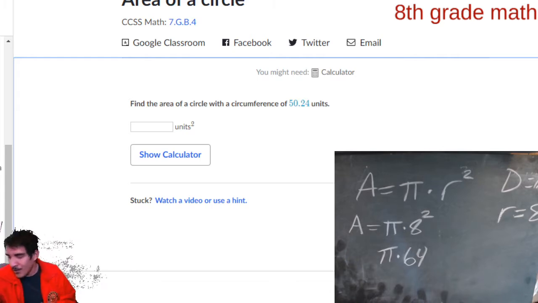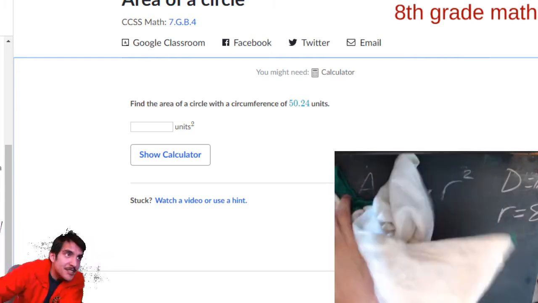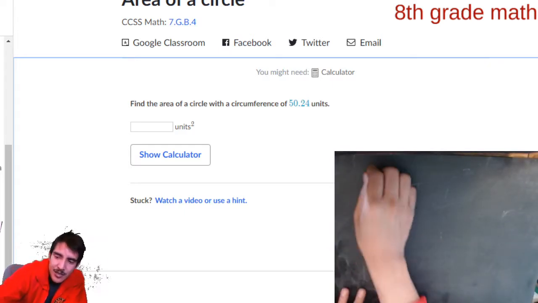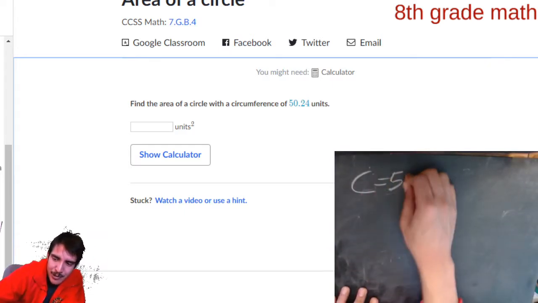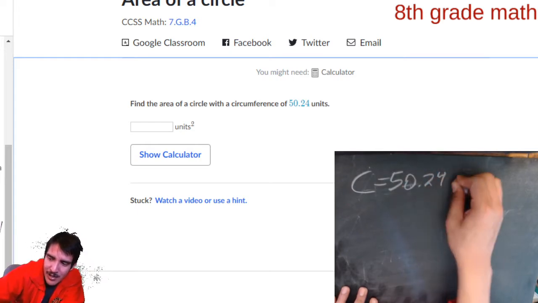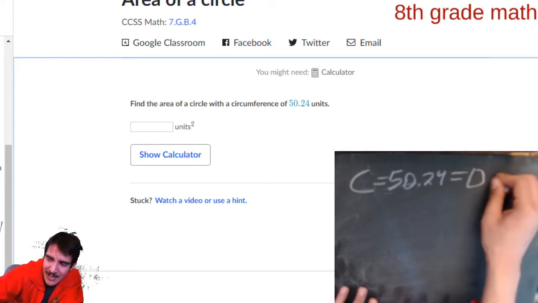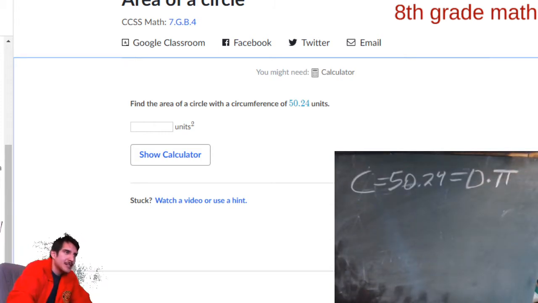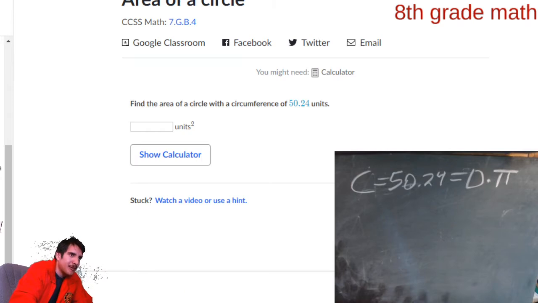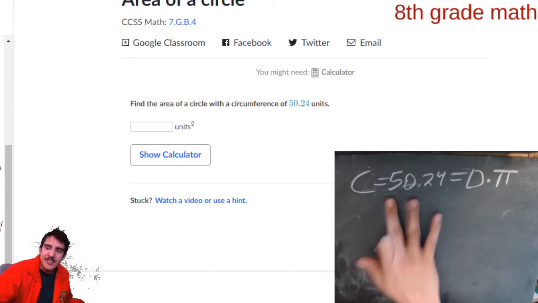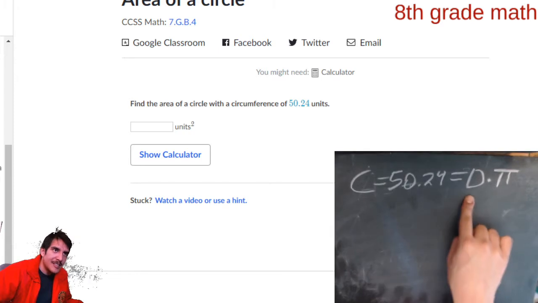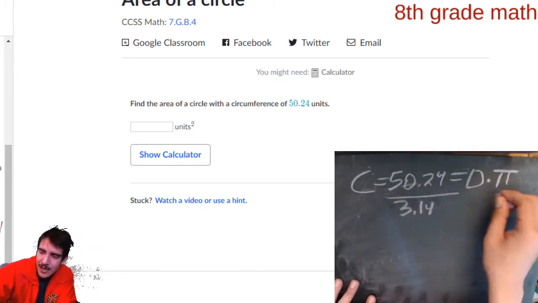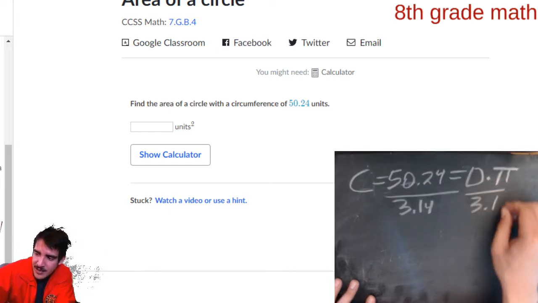Ooh, this is a good problem. So, find the area of a circle with a circumference of 50.24. So hold on. So circumference equals 50.24. This is what we know. And circumference, that's the diameter times pi formula. Remember that. So that's what we have here. So do you guys remember, what was that step we did to find out, if this is the whole circumference, how do we find out just the diameter? Well, what we did was we divided by pi. So I am going to do that on both sides.